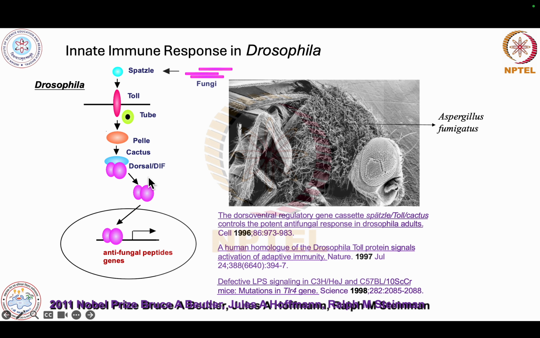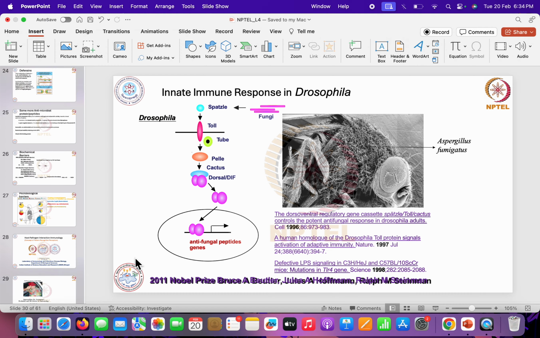Different studies have been done to find the innate immune system in different species. Toll-like receptors have been studied in Drosophila. There is a receptor Toll, and when it is activated by fungi, after downstream signaling the antifungal peptide genes get activated.